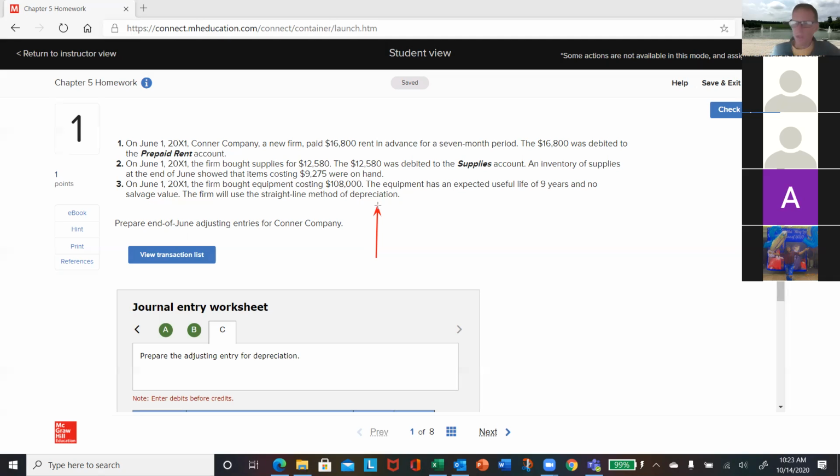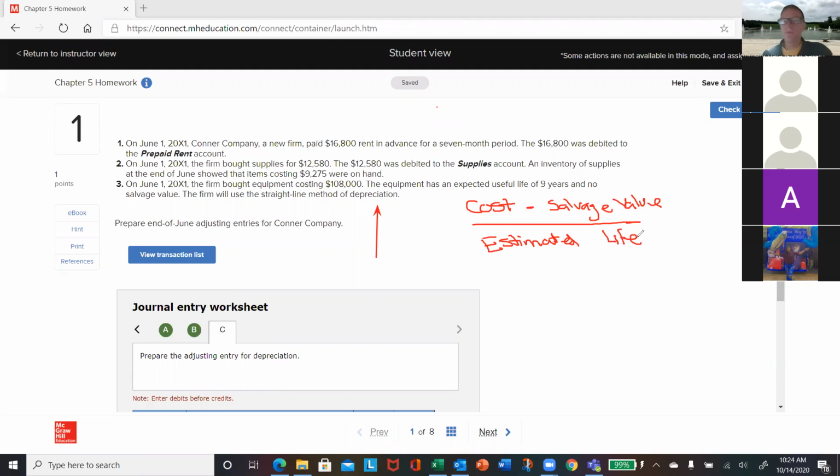So the way we do it, and again, I'll go back to the formula in a minute, is that straight line method formula. So the way we do it is you take the cost, subtract out what's called the salvage value, and then you would divide that by the estimated life of the asset.